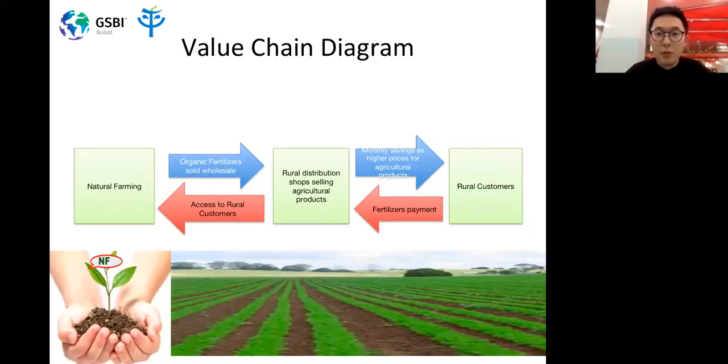This part is more about a value chain. So they really map the three key stakeholders within the natural farming. One on the left is natural farming. The second is distribution shops really selling the agricultural products. And the third is the rural customers. The blue area really shows the value process from the left to the right, and the red part is how they can give you feedback and how they can give you value. So it's like an exchange of value.